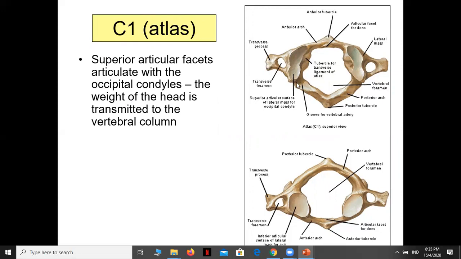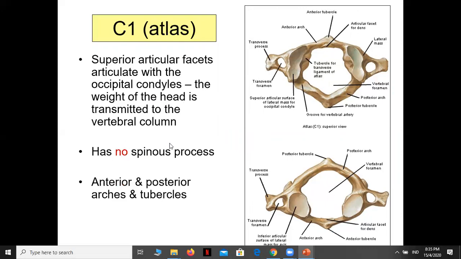Okay, you can see the atlas compared to the typical vertebra just now. And the other feature of the cervical one vertebra or atlas is that it does not have a spinous process, so you cannot find any spinous process present on cervical number 1. But although it doesn't have a spinous process, it has a posterior tubercle. If you see here, this is the posterior tubercle. This is the anterior tubercle.